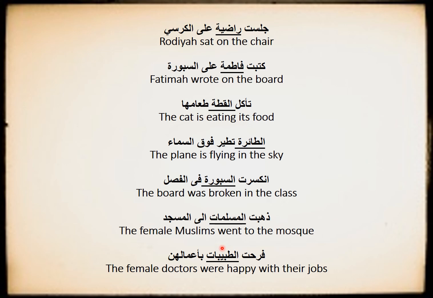You see that in the first 5 sentences, all of the feminine nouns have closed ta at their ends. This closed ta is an indication for singular feminine. And in the last 2 sentences, you see that all the feminine nouns, they have alif and open ta at their ends. Alif and open ta is an indication for plural feminine.